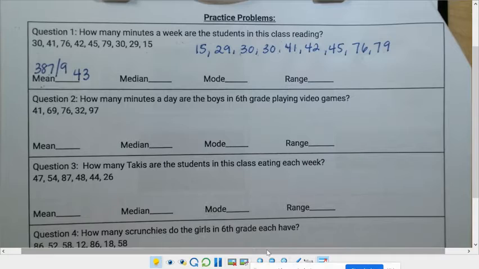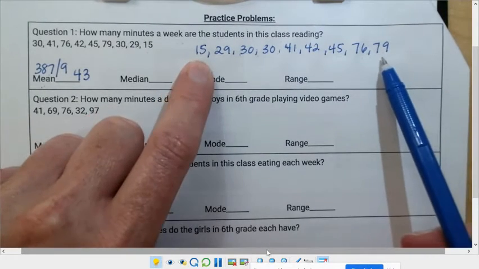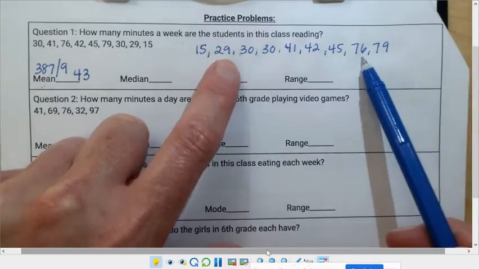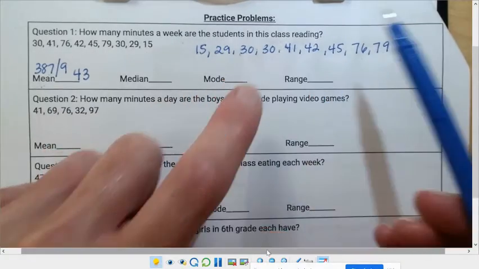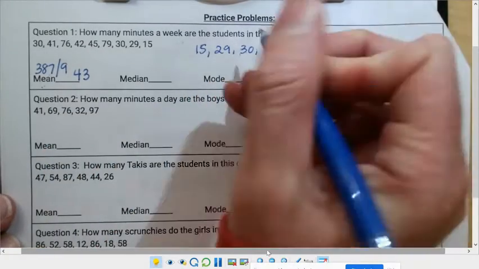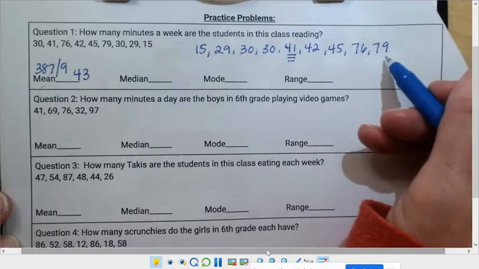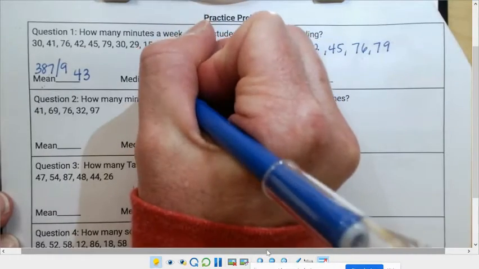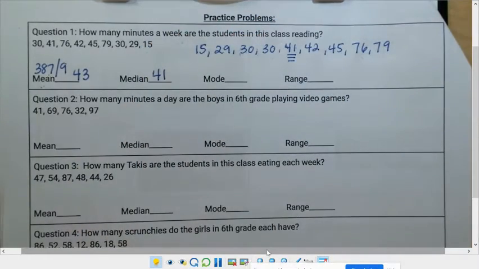My median is my middle number in my data set. If my data set has an odd amount of numbers, it's easy to find. So I just work my way in till I get to the middle. So 41 is my middle number. I have 4 numbers on this side and 4 numbers on this side. So in this case, my median is 41.